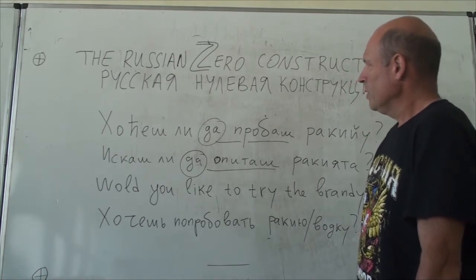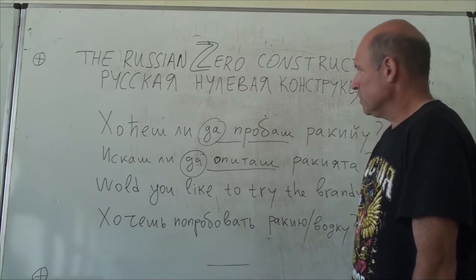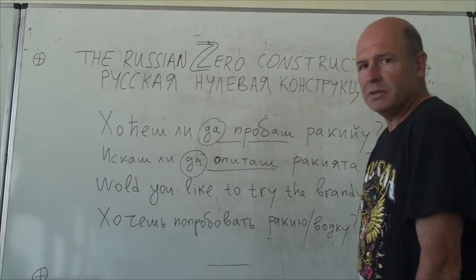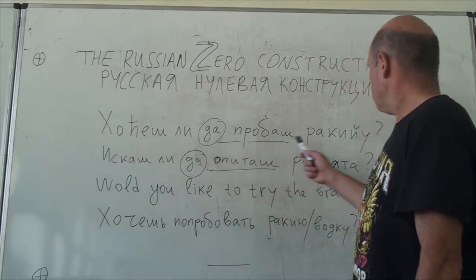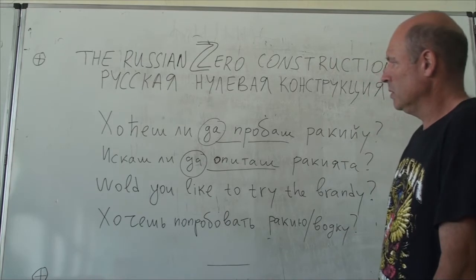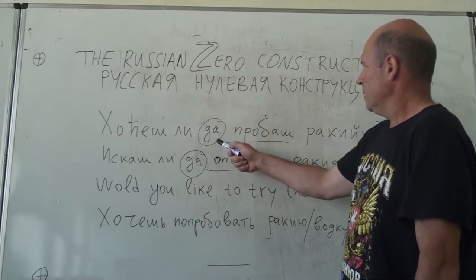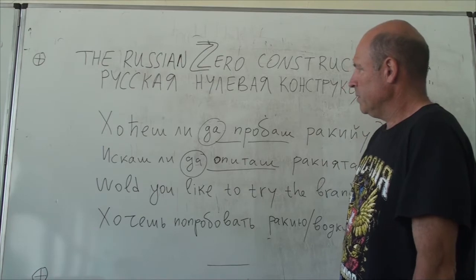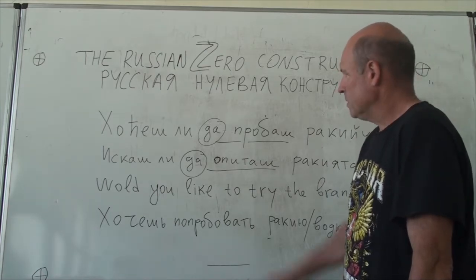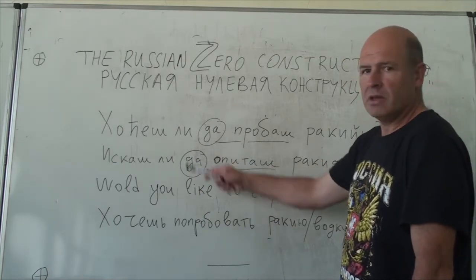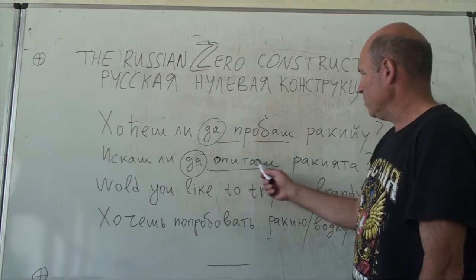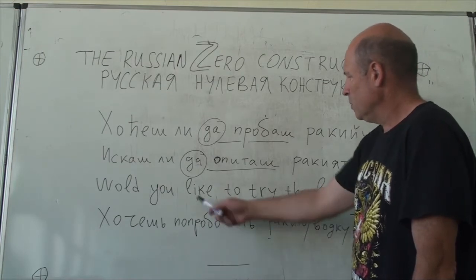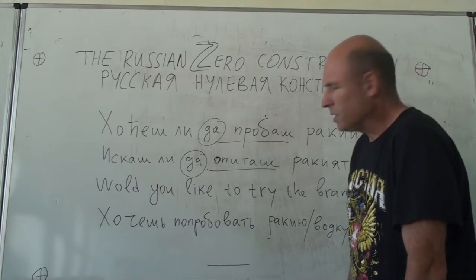So, first I am going to show you examples from Serbian and Bulgarian regarding the above mentioned da construction. Хочеш ли да пробаш ракию? This is a Serbian example. Here we have a da particle followed by a present tense verb. The Bulgarian counterpart is искаш ли да опиташ ракията? Again, we have a da construction. Da plus a present tense form. In English, this will be would you like to try the brandy or the rakia?